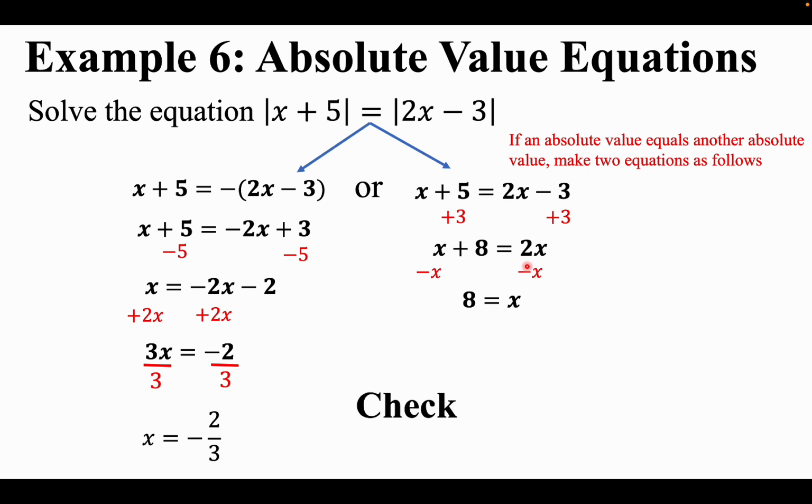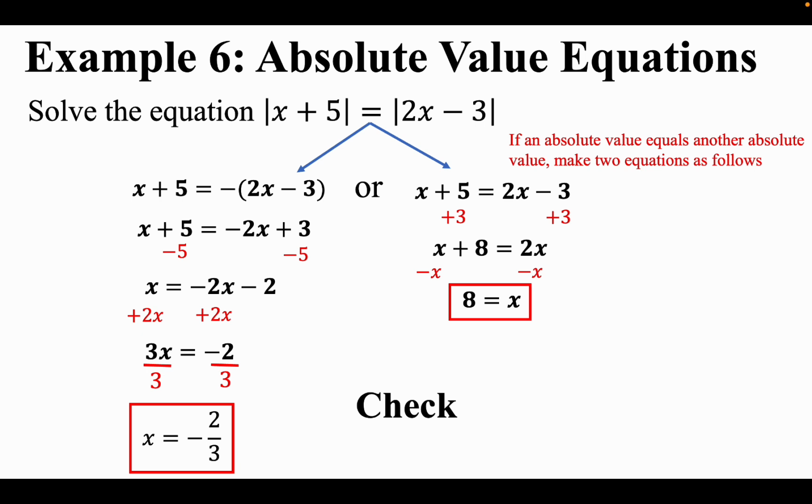Check. You can plug them in and make sure they satisfy. Let's check the 8. If I plug in 8, 8 plus 5 is 13. Absolute value of 13 is 13. If I plug in 8 here, 8 times 2 is 16, and 16 minus 3 is 13. Absolute value of 13 is 13, which makes both sides equal. And when you plug this in, you should get the same answers as well. So that works, and this works.